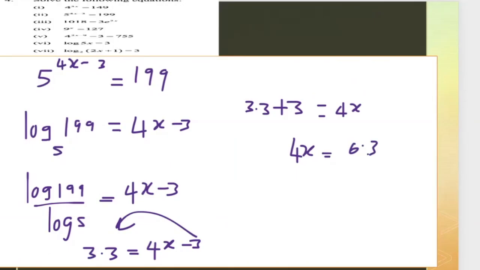And then we do as before, divided by 4. So that means x equals 1.575, or we can say 1.6. Now, if we have 1018 equals 3e to the 2x, I'm going to write it as 3e to the 2x equals 1018. It's the same thing.